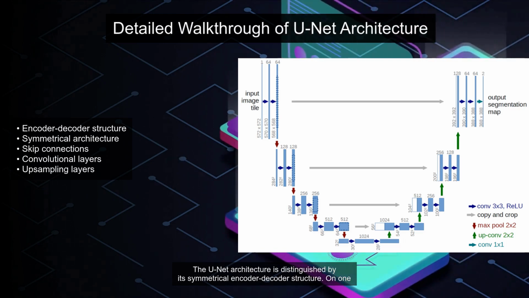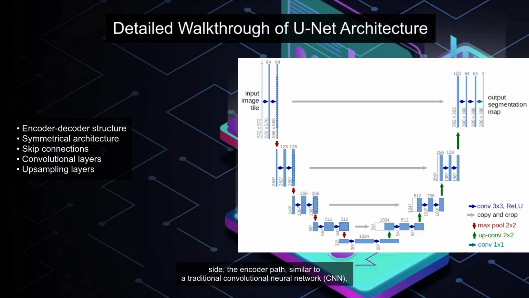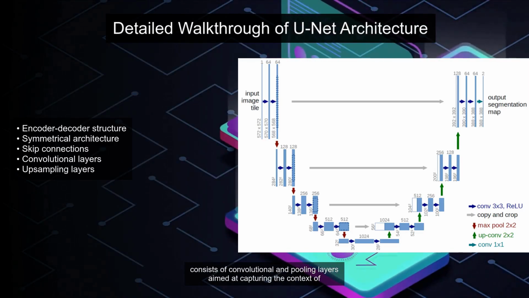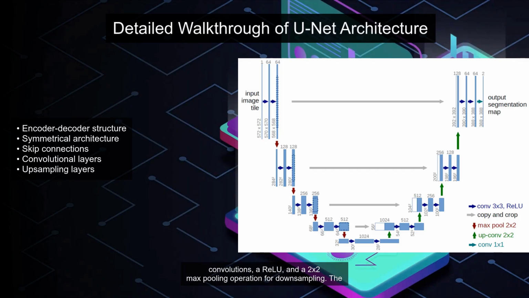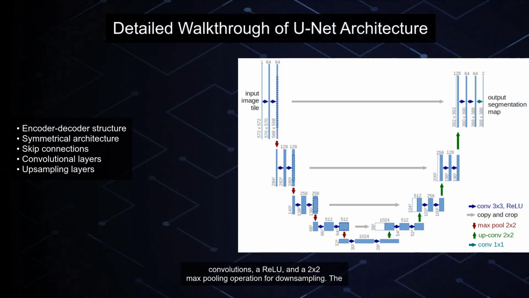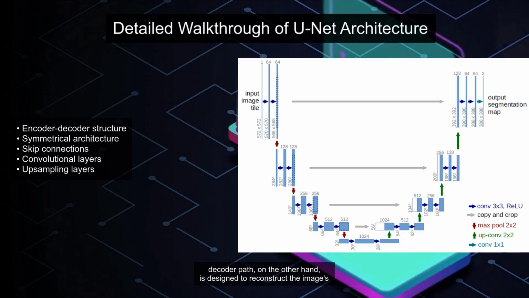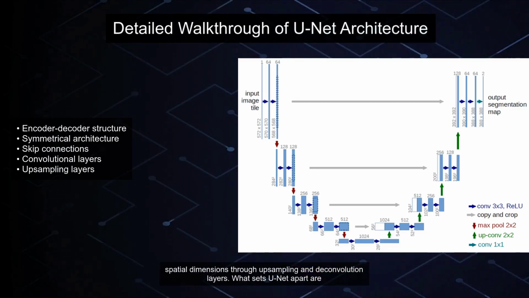The UNet architecture is distinguished by its symmetrical encoder-decoder structure. On one side, the encoder path, similar to a traditional convolutional neural network, CNN, consists of convolutional and pooling layers aimed at capturing the context of the input image by downsampling. Each downsampling step consists of two 3x3 convolutions, a ReLU, and a 2x2 max pooling operation for downsampling. The decoder path, on the other hand, is designed to reconstruct the image's spatial dimensions through upsampling and deconvolution layers.